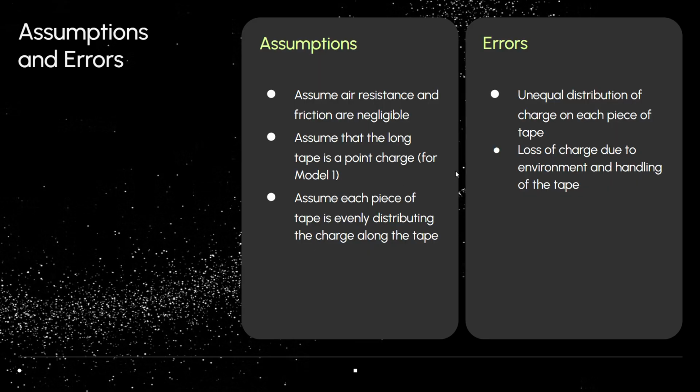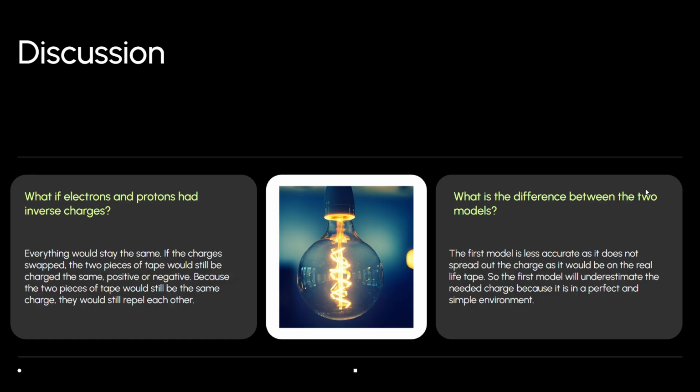So here are some assumptions. We assume that air resistance and friction are negligible. We assume that the long tape is a point charge for model 1, and we assume that the charge was evenly distributed for the second model. Some errors: the distribution of the charge along each piece of tape could be unequal when we did it. We can also have loss of charge due to environment and handling of the tape, like when we were actually doing the experiment. And our discussion: what if electrons and protons had inverse charges?